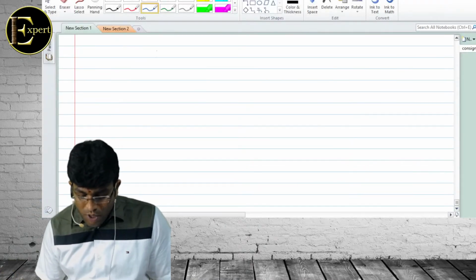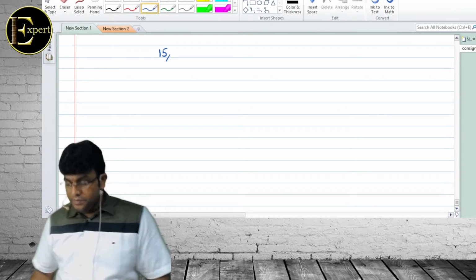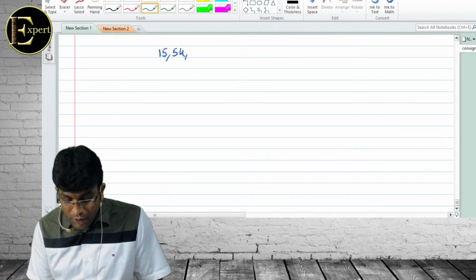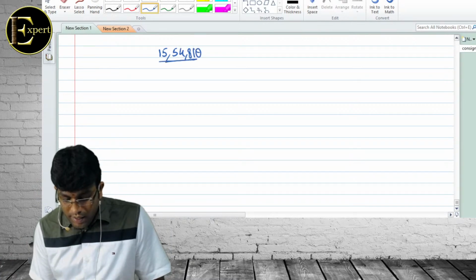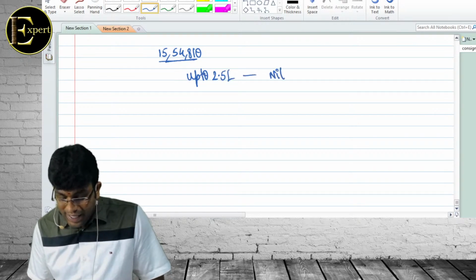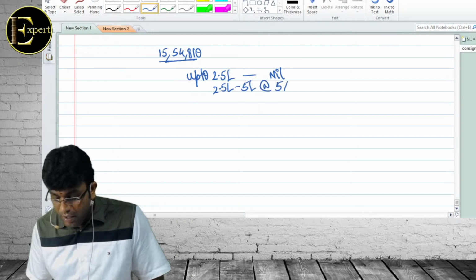$15,54,810. Just a 2-minute job. Come on, guys. 15,54,810. So what is the answer? Up to 2.5 lakhs nil. 2.5 lakh to 5 lakh at the rate of what?